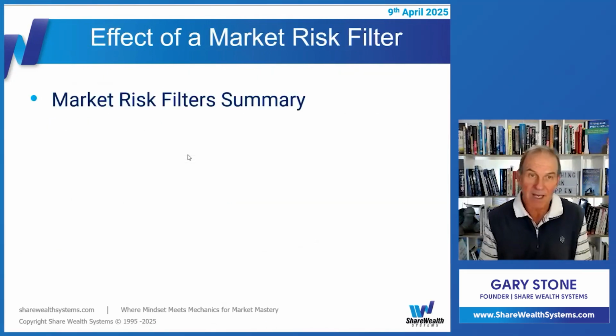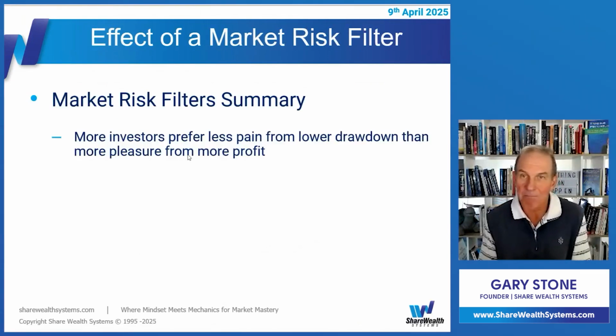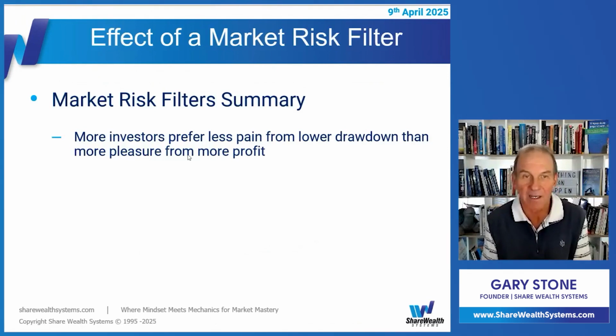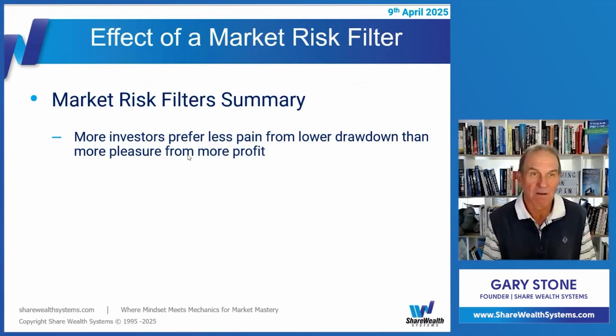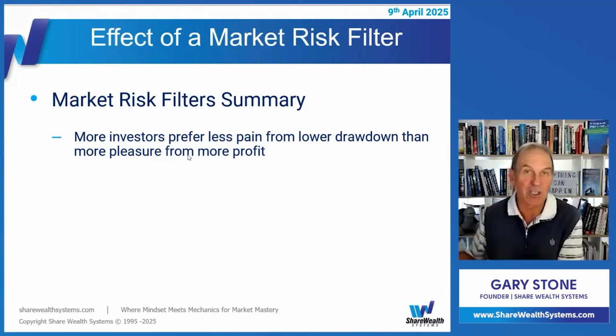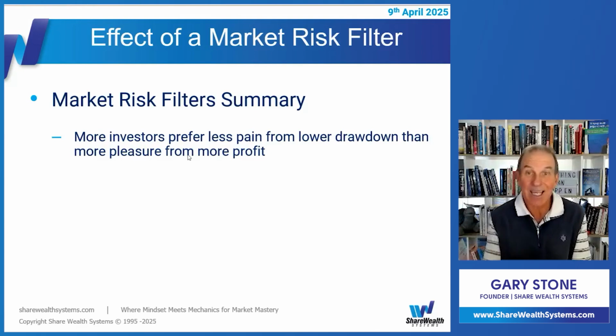Right, let's just summarize this market risk summary. The point that I have from my experience and talking to people is that more investors prefer less pain from lower drawdown than more pleasure from more profit. And that's Kahneman and Tversky. What they said is that people apply innately, if you like, twice as much negative feeling towards losing than pleasure they do from winning, and that keeps on coming out.